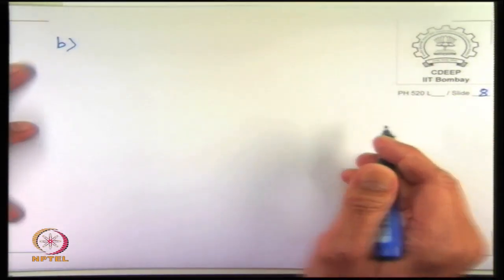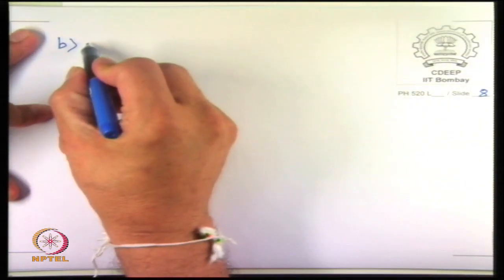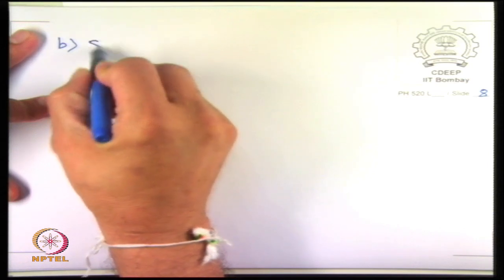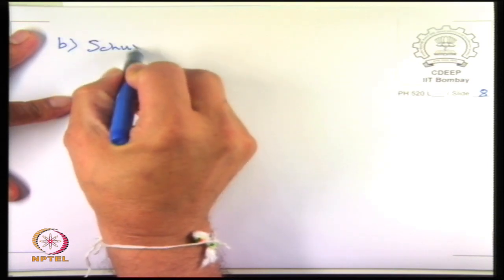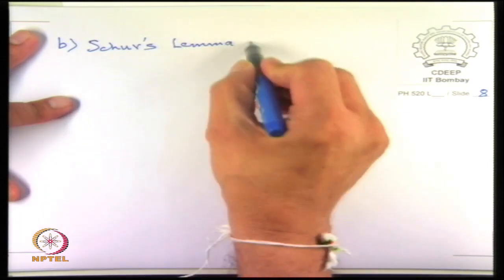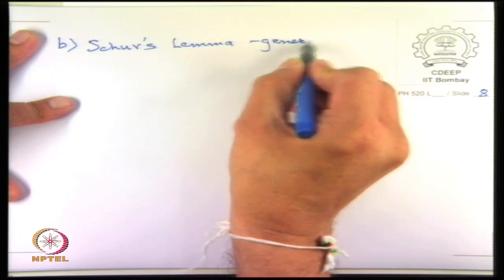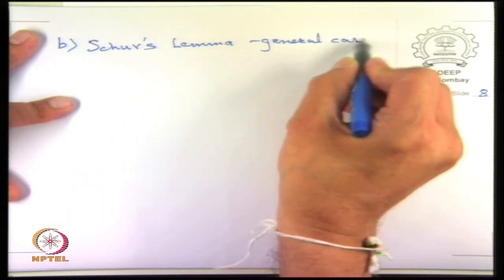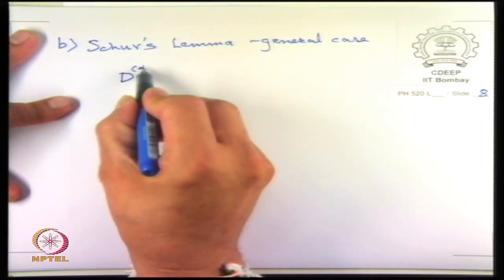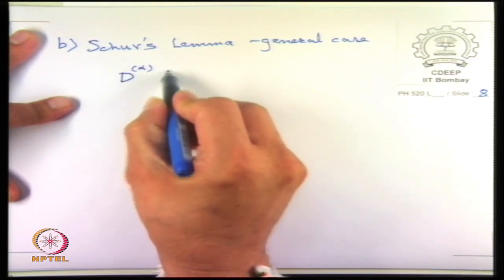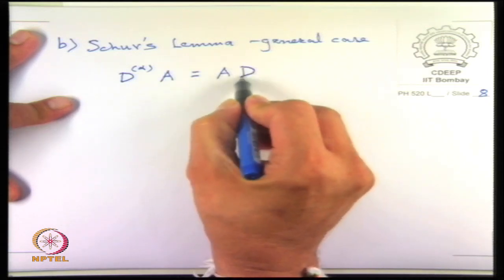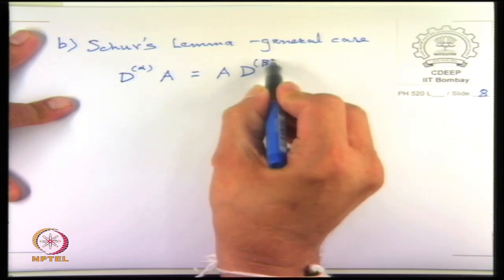So Schur's lemma for the more general case is when I have D alpha and then I have A, equal to A and then D beta, where beta is not necessarily the same rep.